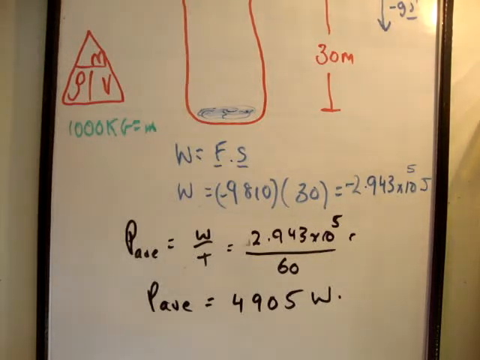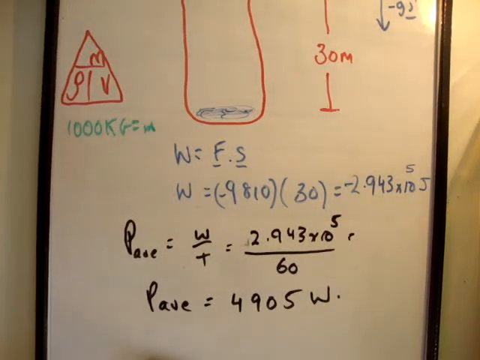Okay, so what I'm going to do now is check that answer at the back of the book. Just bear with me a moment. So we're on 6b, question 7, and 4.9 kilowatts is correct, and so is 294.3 kilojoules. Both of those are correct.